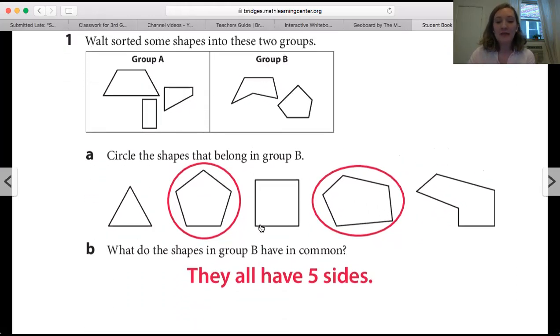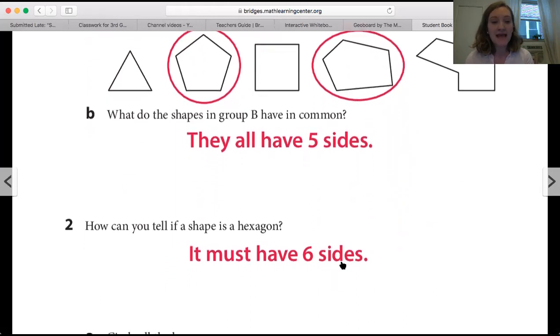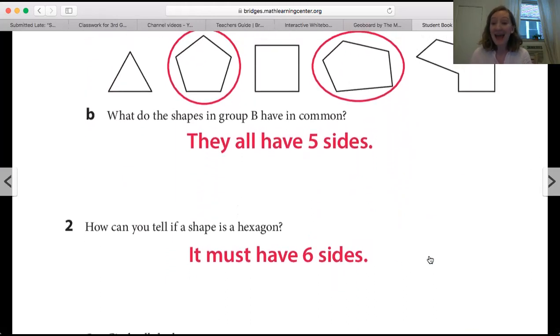What do the shapes in group B have in common? They all have 5 sides. Make sure you write that down. If you need more time to write it down, pause the video. And number 2, how can you tell if a shape is a hexagon? A hexagon has 6 sides. Go ahead and write that down. A hexagon has 6 sides.